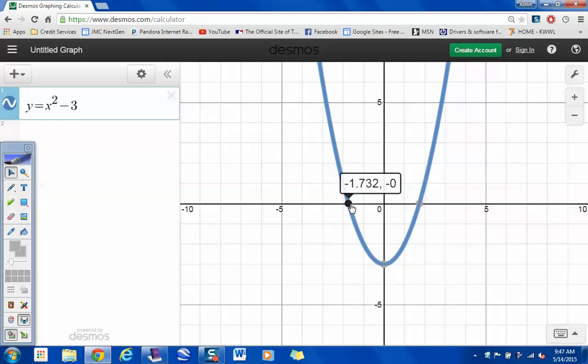Who knew? I guess I've been wrong this whole time. How about over here? What do you get for a point there? 1.732. Told you 0 is negative. I'm kidding. I don't know why it's doing that.